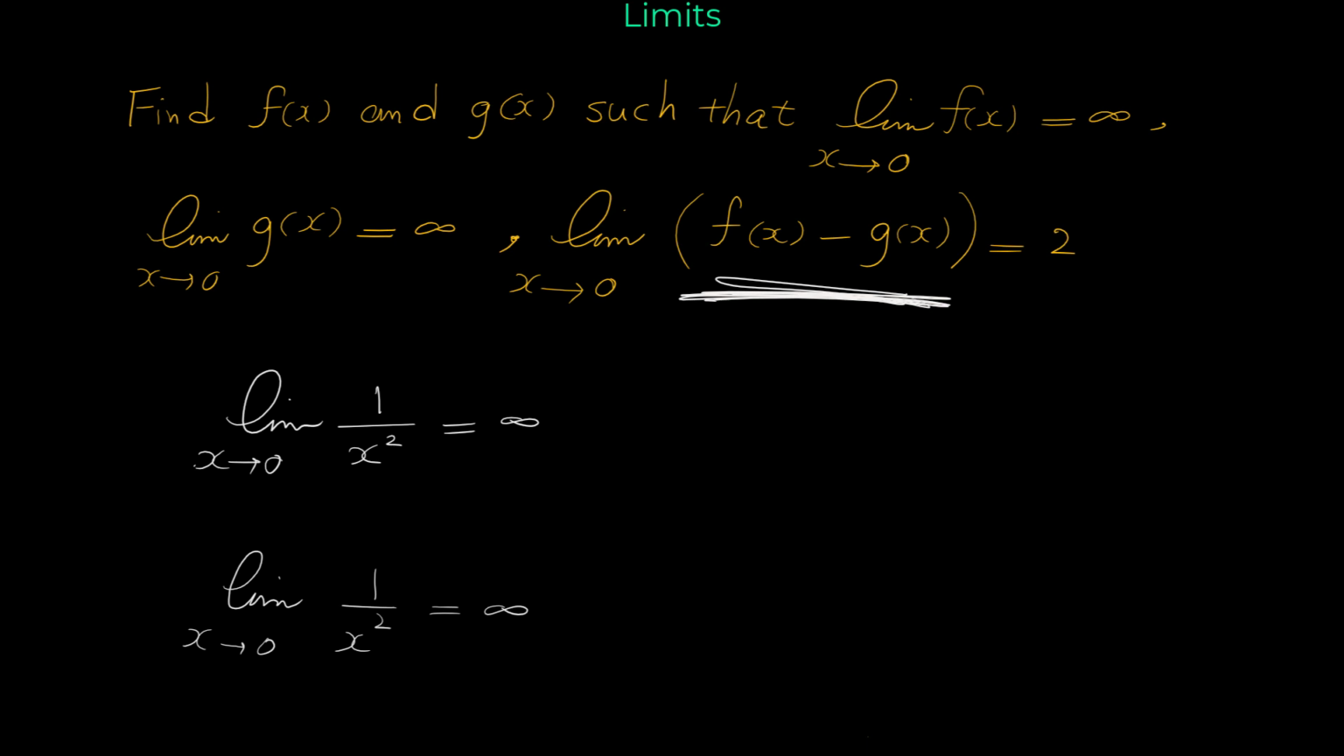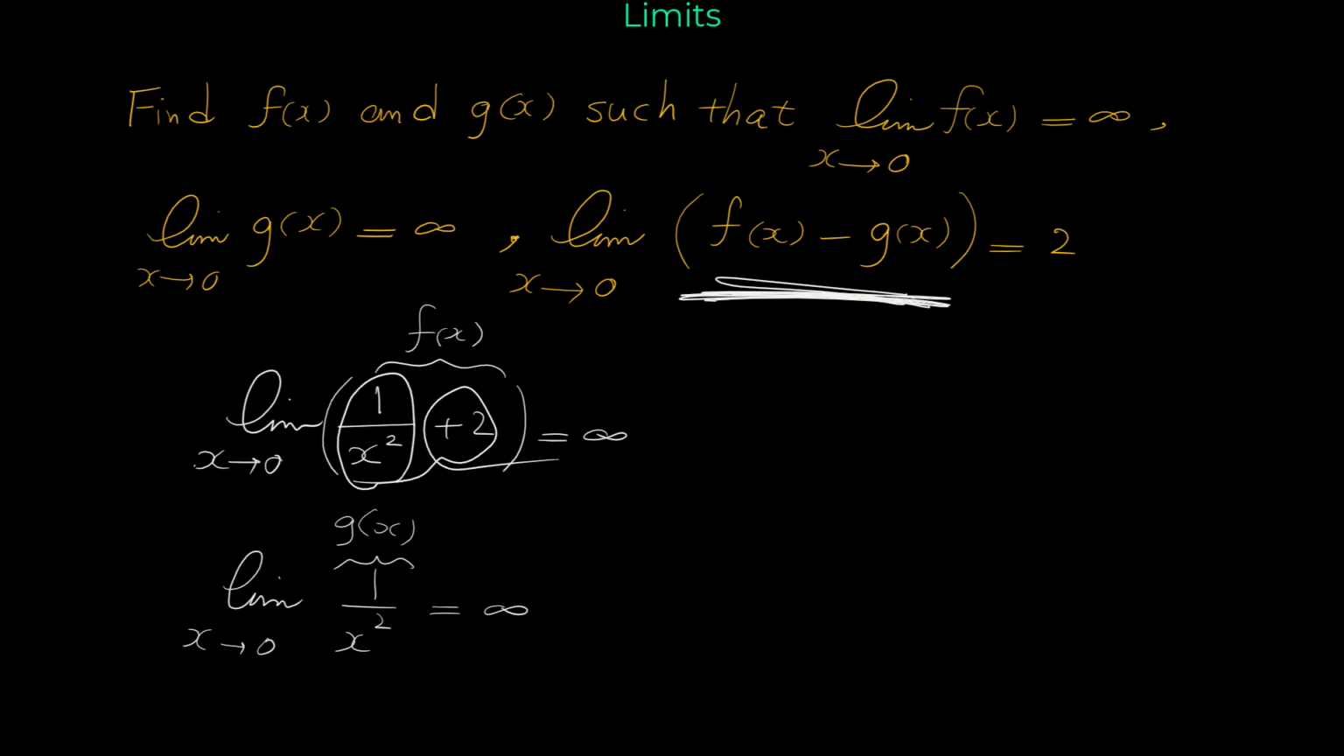So I think we could find the functions. Here we add 2, and we say this is f of x and this is g of x. Limit of both of them when x approaches 0 is infinity. Limit of 1 over x to the 2 plus 2: the limit of this part is infinity, and infinity plus 2 is infinity. And the limit of the other one is also infinity.